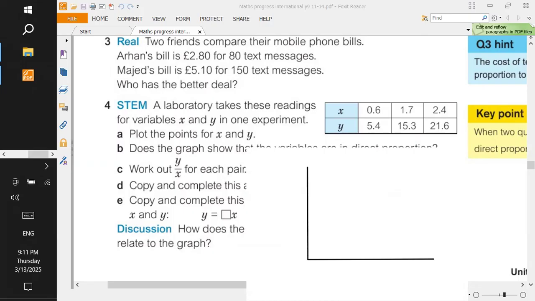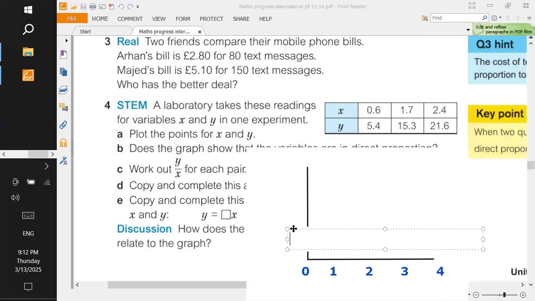Now here we have on the x 0.6 and on the y 5.4. Let's say that we have the numbers like this, 0, 1. Now you notice that the x starts with 0.6 and ends with 2.4. So you can make it till 5, for example. 1, 2, 3, 4, 5. You don't need more than that. And the y-axis starts with 5 and ends with 21. So basically you just need to reach that 25 or 30.